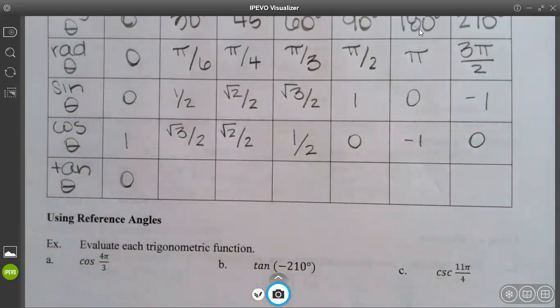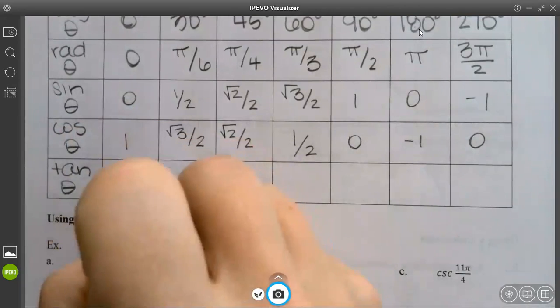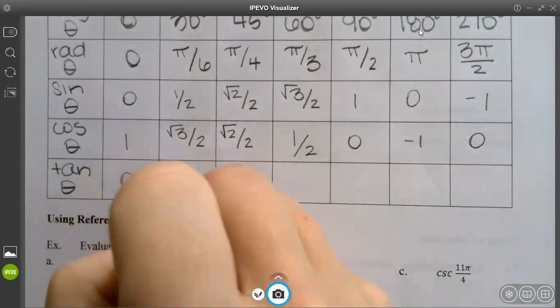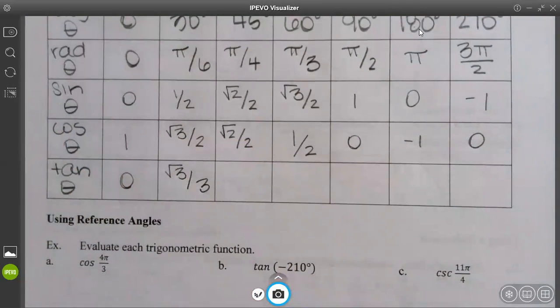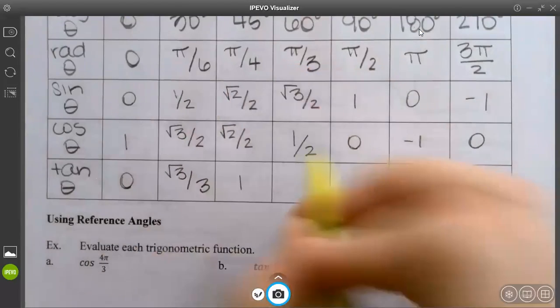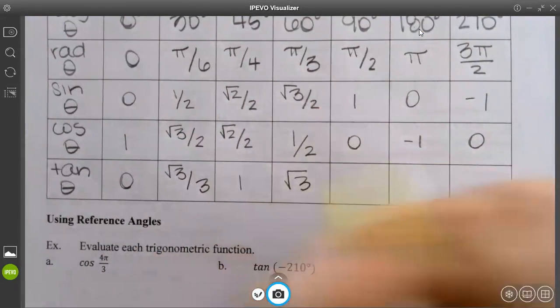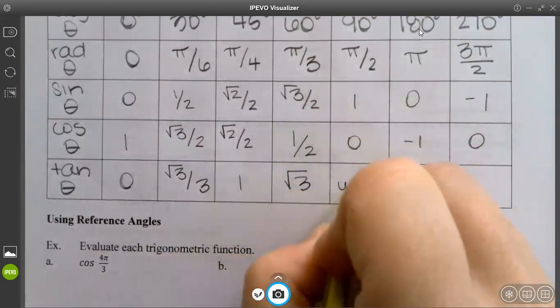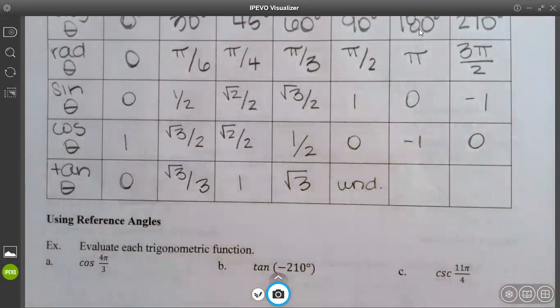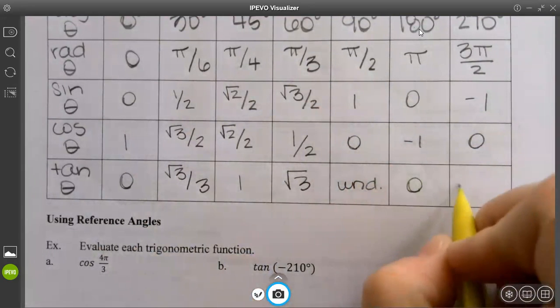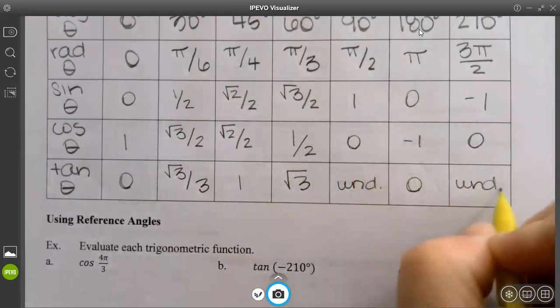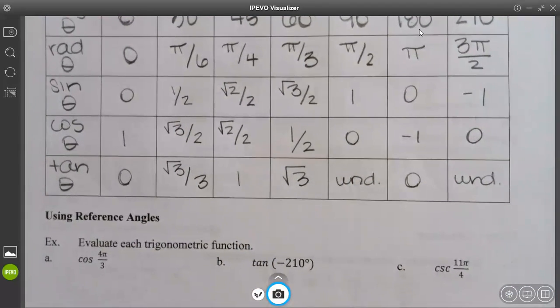Then tan of 0. Remember, it's y over x, so 0 over 1. And then we're just going to go through these. We've done these already where we get the square root of 3 over 3. 1, square root of 3. At 90, it's undefined. Why is it undefined? We divide by 0. The next one at 180 is 0. And then at 270 it's also undefined because we can't divide by 0.